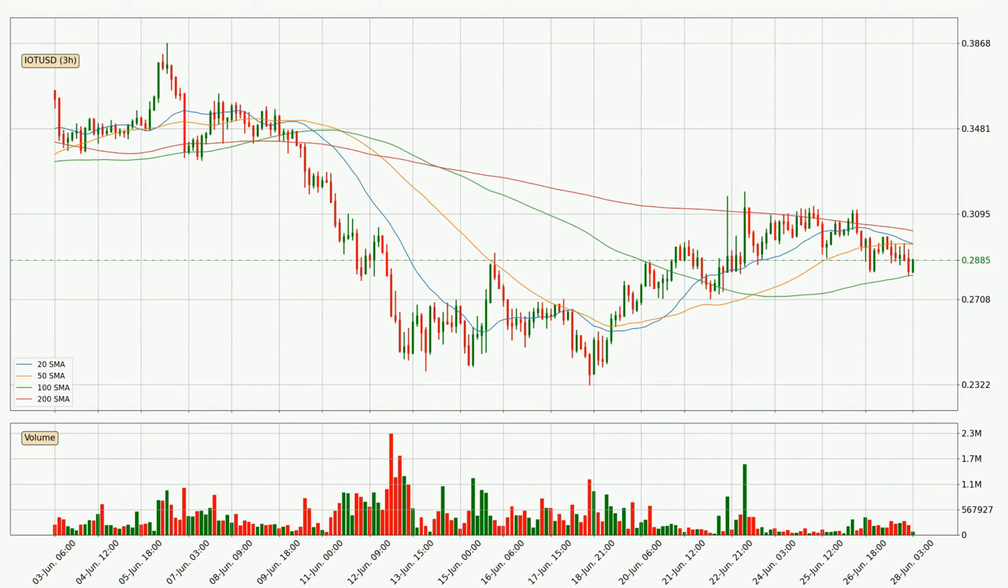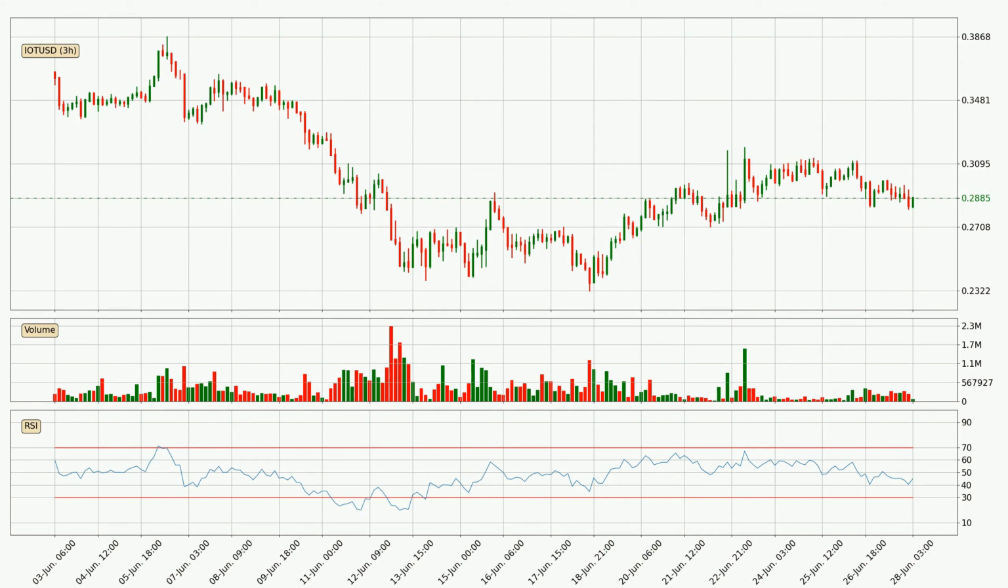If the price bounces off the 100 SMA, which is currently at 28.2 cents, it could be seen as a support, and the 50 SMA that is at 29.6 cents could be perceived as a resistance to the upside. If there were to be a break either way, it means that there could be a continuous move in that direction.